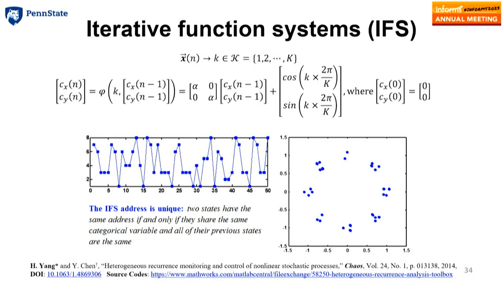Two states have the same address if and only if they share the same categorical variable, that is, they are entering the same region, and all of their previous states are the same. Okay, so this is the IFS transformation, or we can call it a fractal diagram, because if we zoom in, it will be another circular diagram.